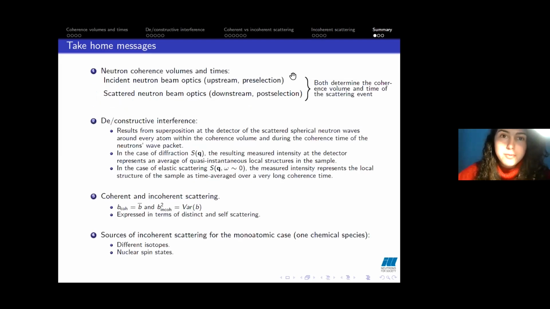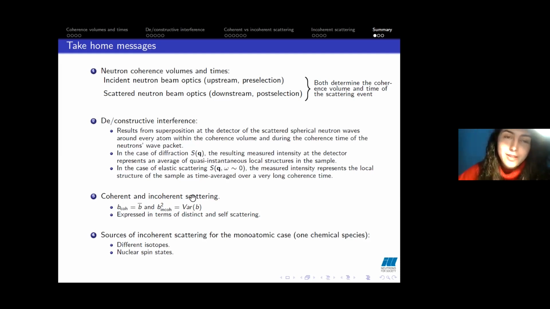So to sum up, just a little summary of all of the slides that I've shown today. I just want you guys to remember that regarding the neutron coherence lengths and times, the incident neutron beam optics and the scattered neutron beam optics both determine the coherence volume and time of the scattering event. Then for constructive and destructive interference, this all depends on the superposition principle and at the detector, of course, so when all the waves have scattered from our sample. And then here I made a few notes about the case of diffraction and the case of elastic scattering, which Pontus mentioned before.